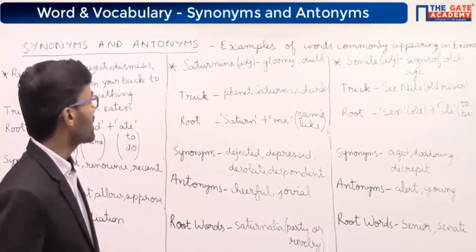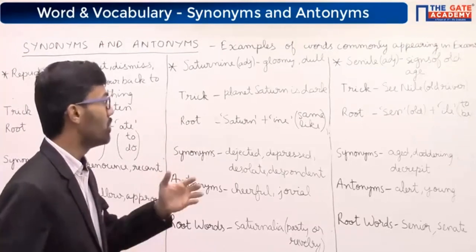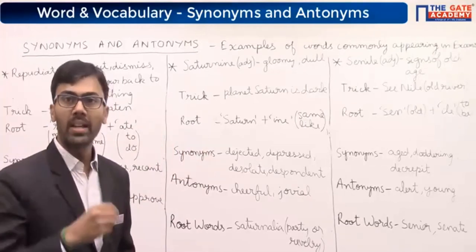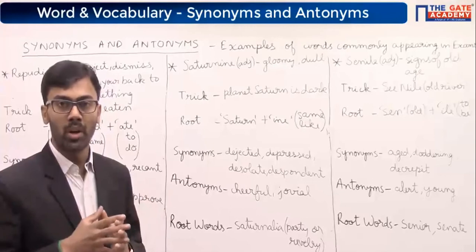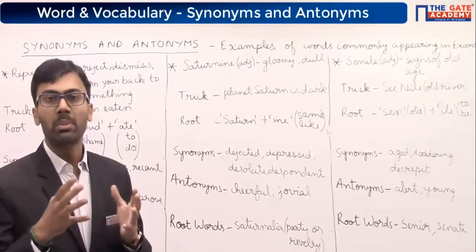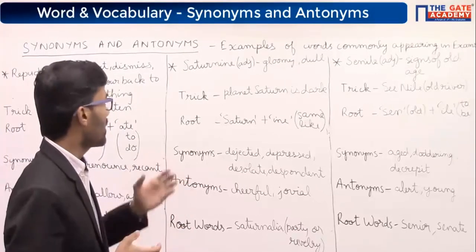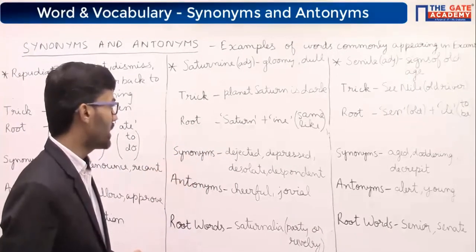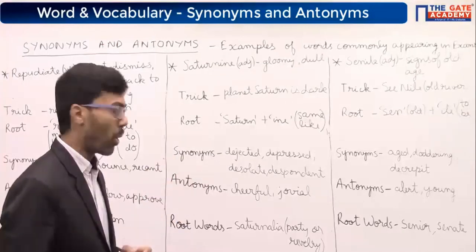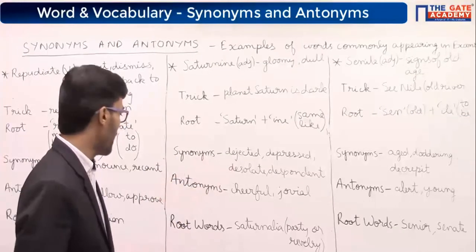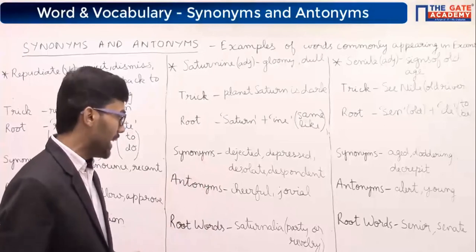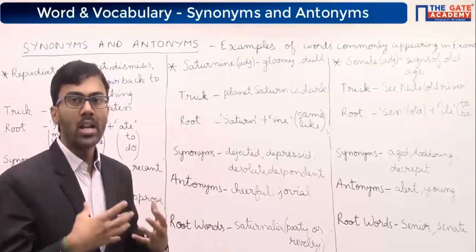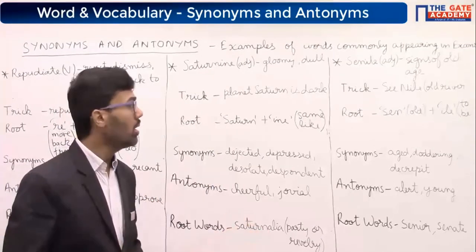Then we come to the next example, saturnine, which is an adjective which means gloomy and dull. The trick to remember saturnine is through the planet Saturn, which is dark. So remember, when the planet Saturn is dark, that means saturnine. Roots are Saturn plus ine, that is like Saturn. Synonyms are dejected, depressed, desolate, despondent. Antonyms are cheerful and jovial. Root words are Saturnalia. Saturnalia is also derived from Saturn, which means a sort of wild party or a revelry, which also means a party.